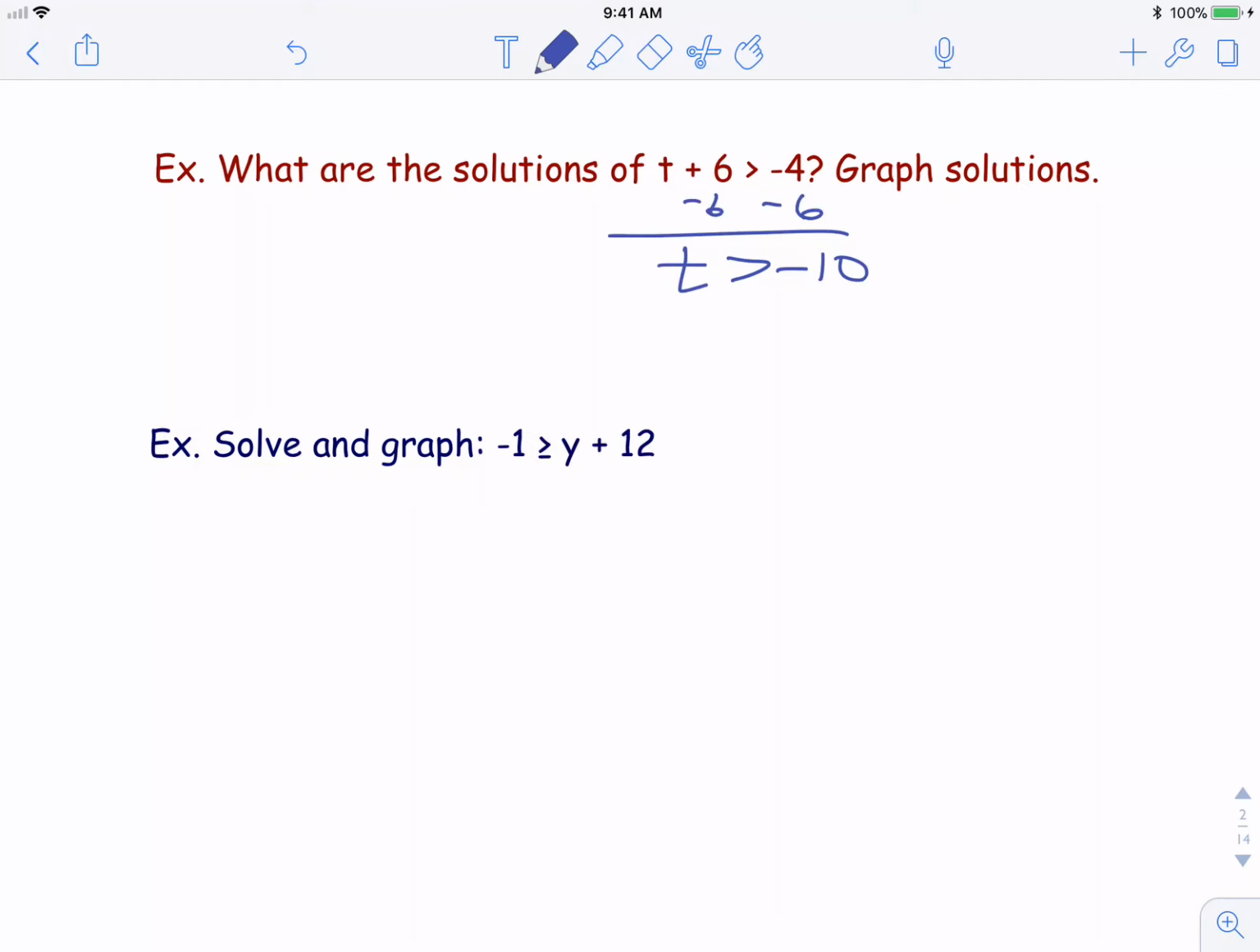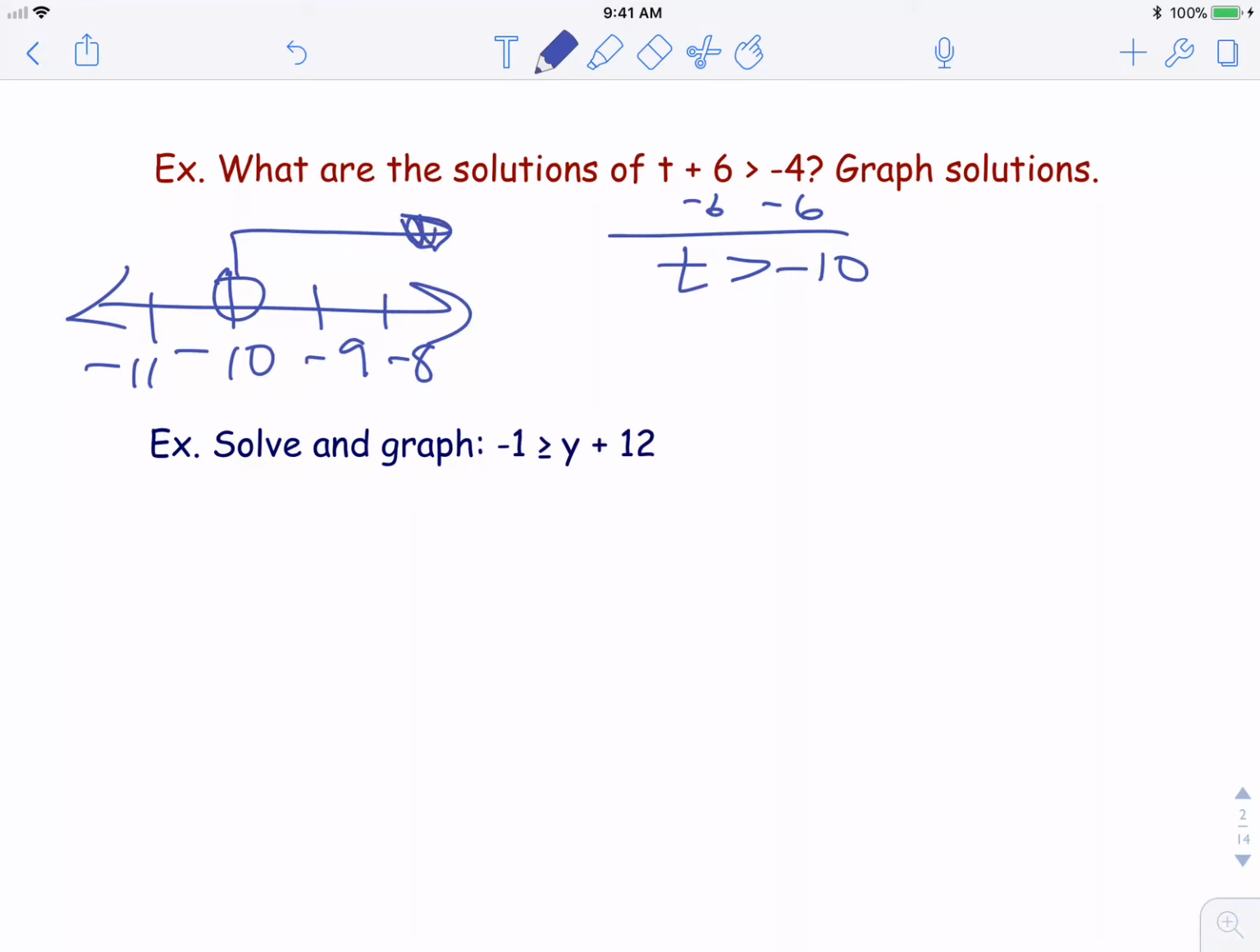Graphing my solutions to this inequality, I have my number line, and I include negative 10 on that number line, and maybe a few other numbers around it. I'm greater than negative 10, so I can't include it as a solution. I'm going to use an open circle there, and everything bigger than that would be to the right on my number line.